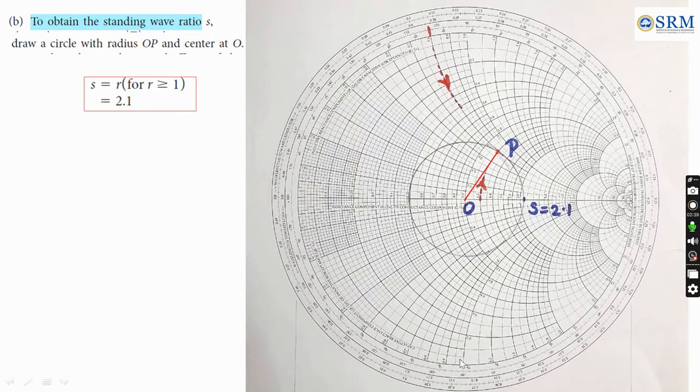After that, taking O as center and OP as radius, we have to draw a circle using the compass. This circle touches the real part of the reflection coefficient axis at S equal to 2.1, because here it is 2, 3 and each division is 0.2. So this is the standing wave ratio.